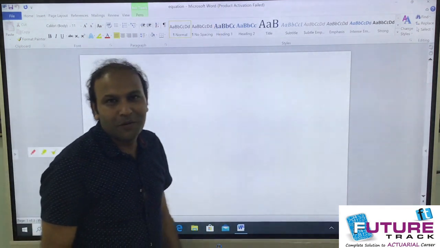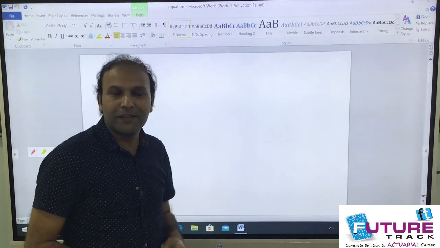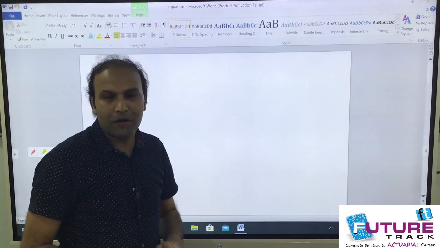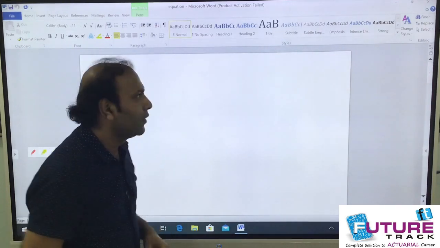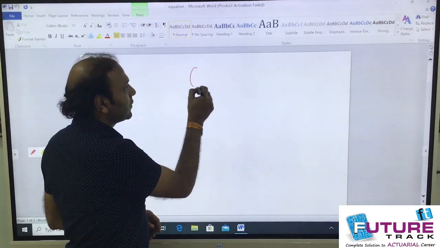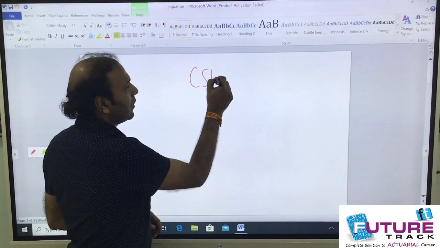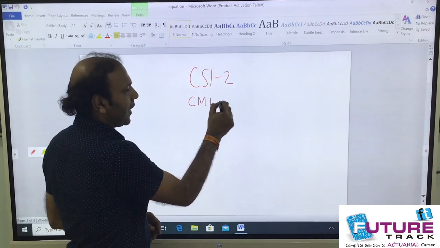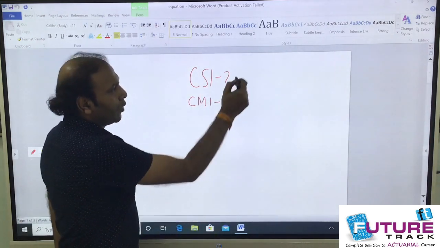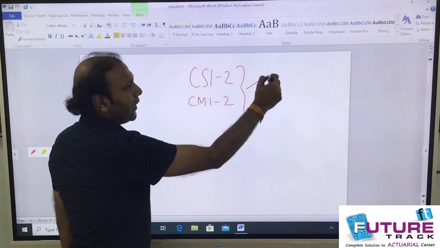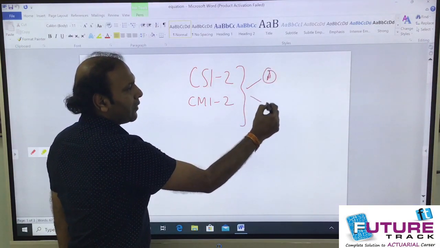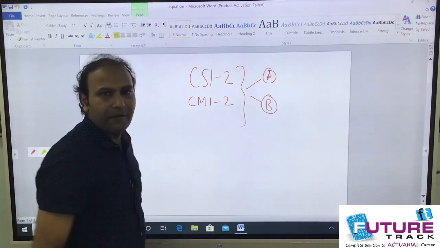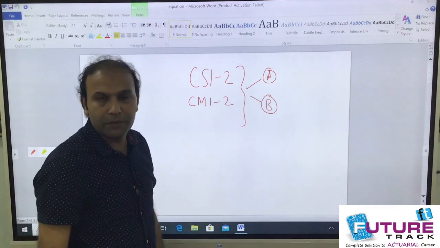Hello students, I hope everyone knows there are certain changes in the exam pattern for the September 2020 exam. From now onwards, CS1 as well as CS2, similarly CM1 and CM2, both A and B exams are online. A very important piece of information, class.